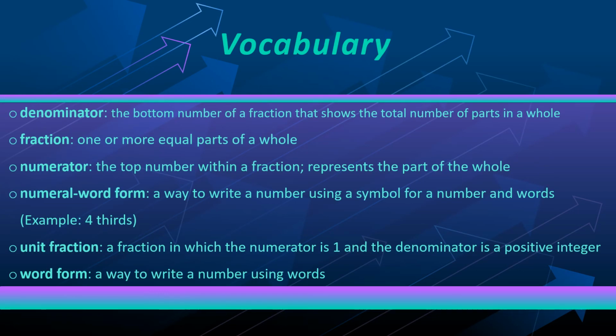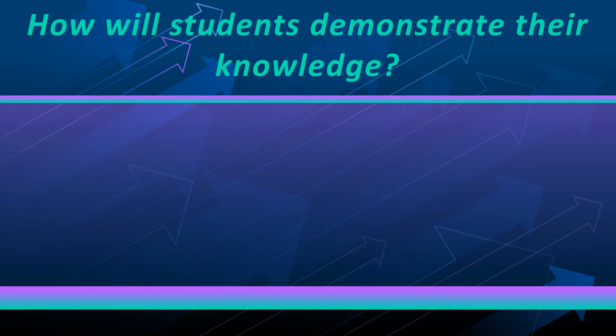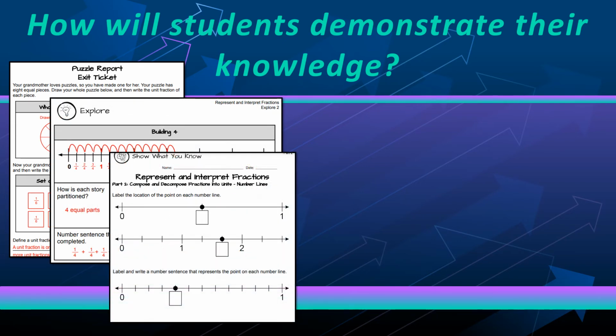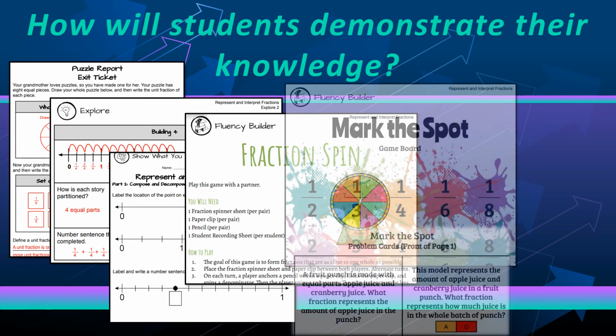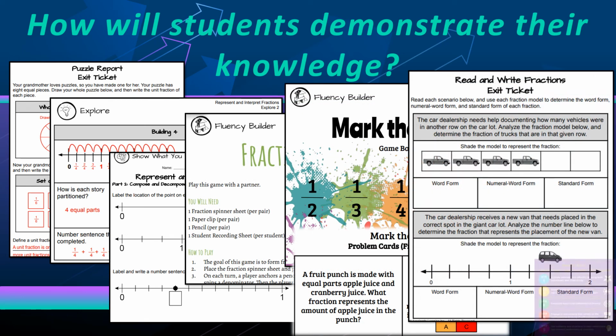Students and teachers should be using precise math vocabulary throughout this unit in discussions and in writing about fractions. These vocabulary words come from the parent letter in STEMscopes: denominator, fraction, numerator, numeral word form, unit fraction, and word form. There may be other important words that are used, but these are definitely focused on fractions for the unit. There are many different ways students can demonstrate their knowledge and their learning of fractions throughout the unit. Each explore has an exit ticket to follow. During the explore, students will show in their math journals, their Show What You Knows, Fluency Builder activities, and many more opportunities throughout.